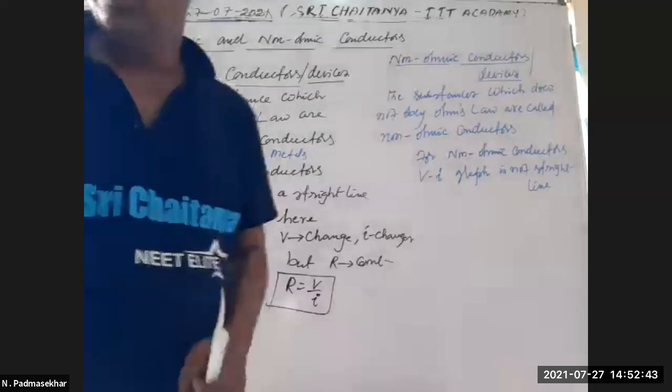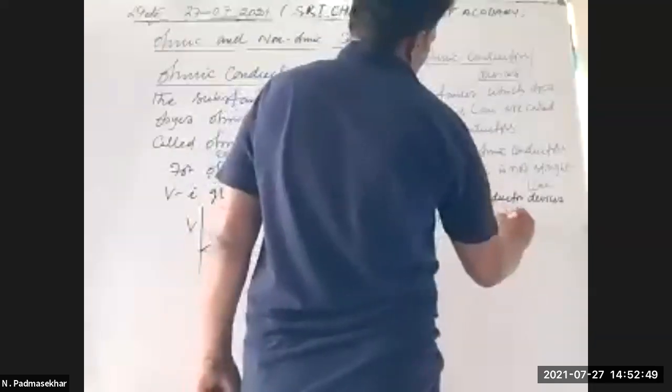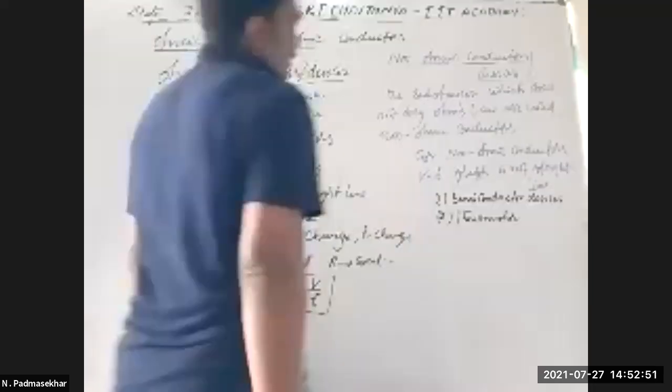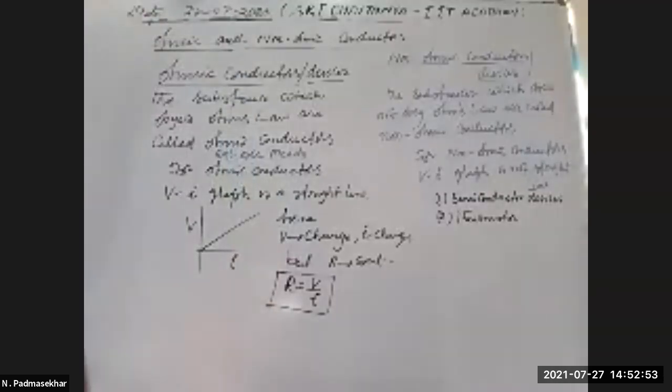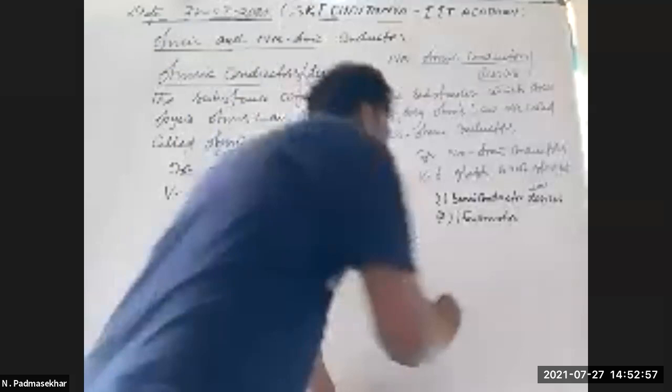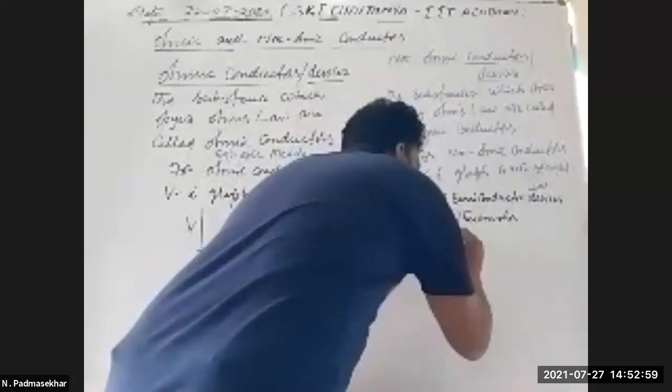Thermistor. So this is a thermistor. These are some of the non-ohmic devices. Suppose the VI curve is not a straight line.